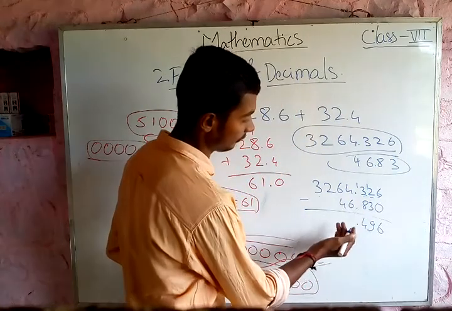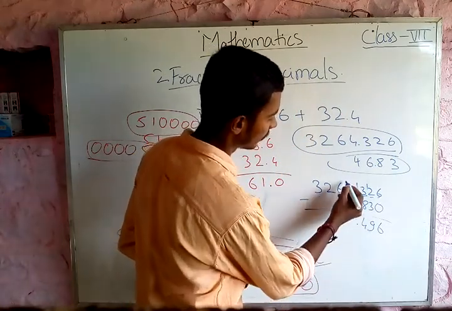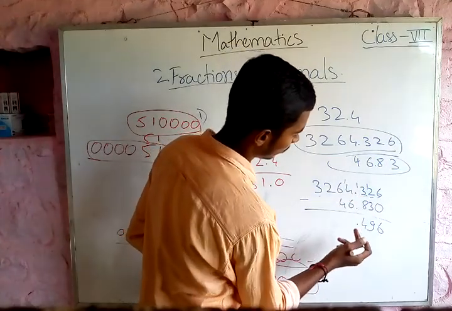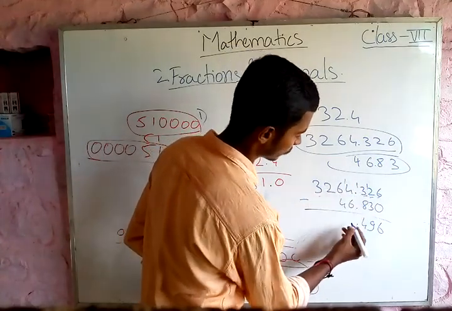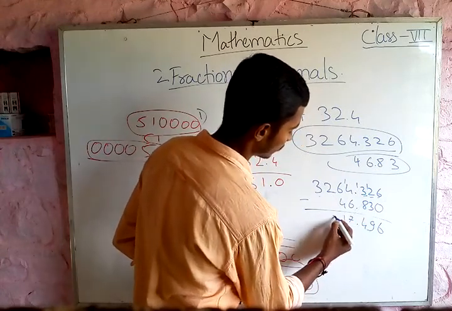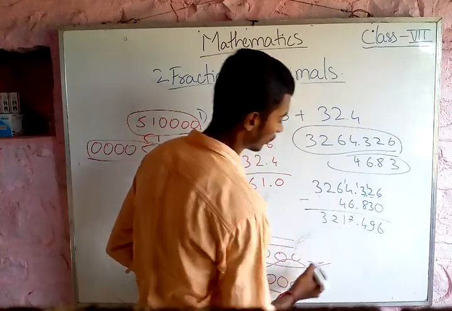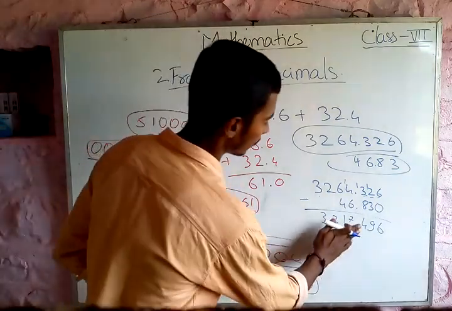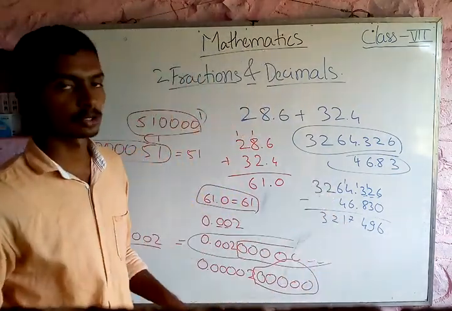Okay, now see 4 point, borrow 1 again, 13 minus 6 is 7, 5 minus 4 is 1, this is 2 and 3. Okay, so the difference in subtraction is also the same.